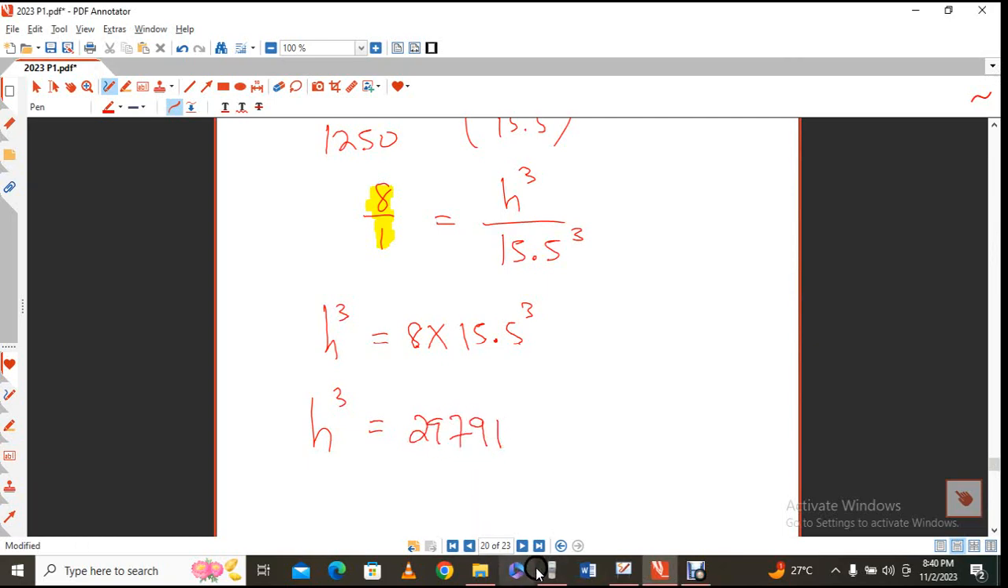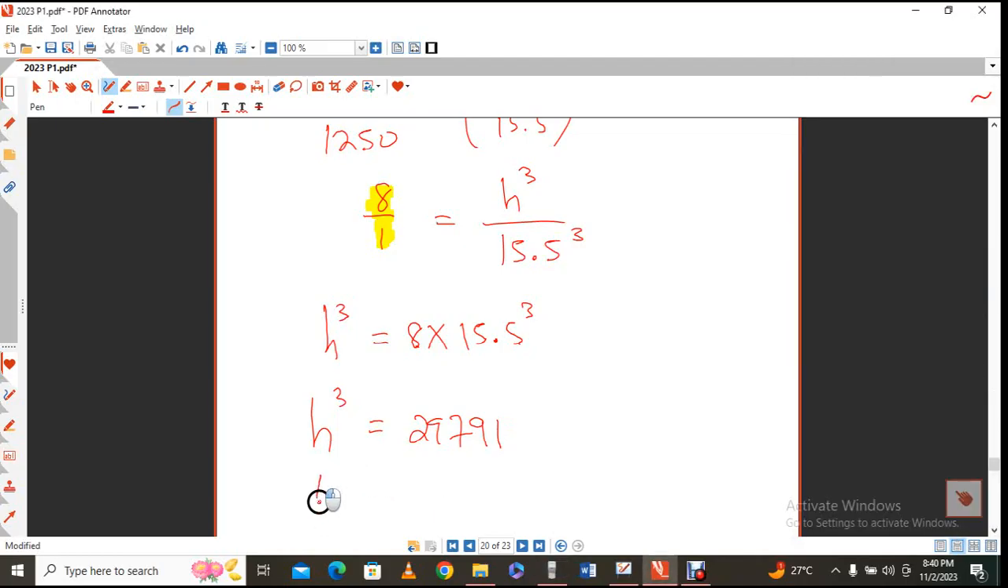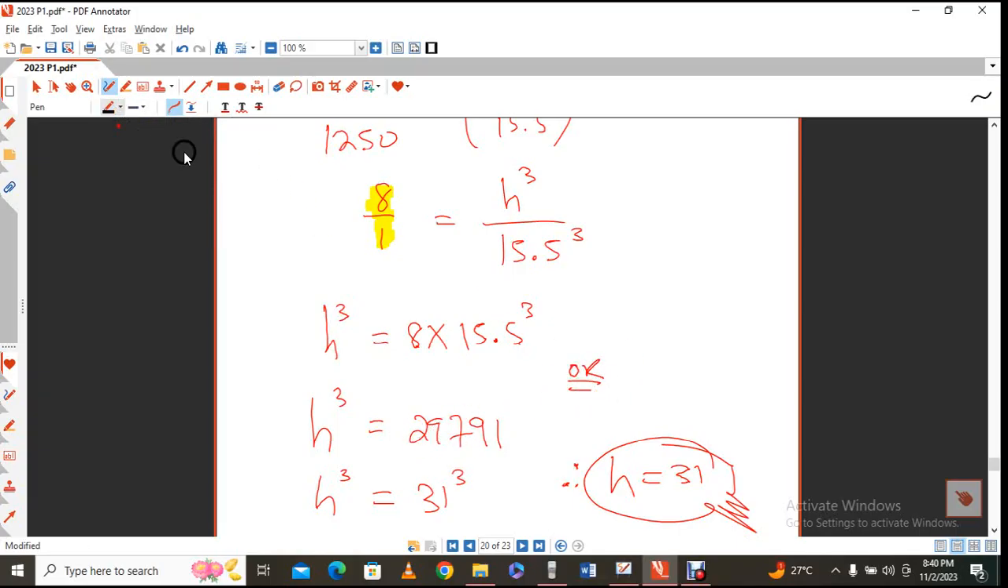29,791. Of course, 29,791, if you also know, it's 31 times 31. So h cubed is 31 cubed. Drop that, then h equals 31. Or you can find the cube root of that. Or, if you don't want to do that, you could have said the cube root of 29,791. You still get the same answer.